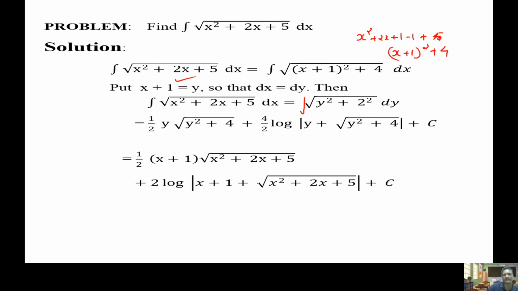What is the integral of root of y squared plus 2 squared? It is y by 2 into root of y squared plus 4, plus 4 by 2 into log of y plus root of y squared plus 4. Since y is x plus 1, we get (x plus 1) by 2 into root of x squared plus 2x plus 5, plus 2 log modulus of x plus 1 plus root of x squared plus 2x plus 5.